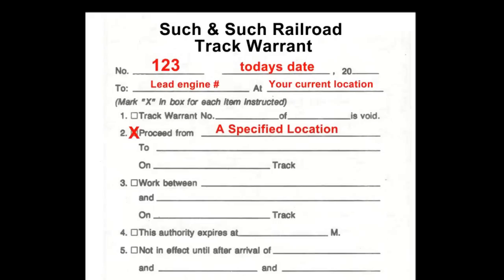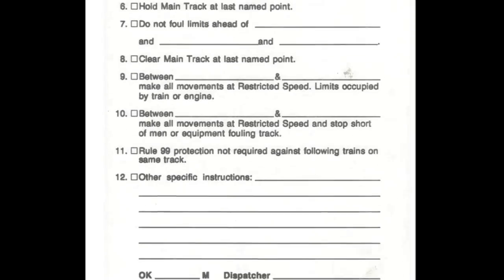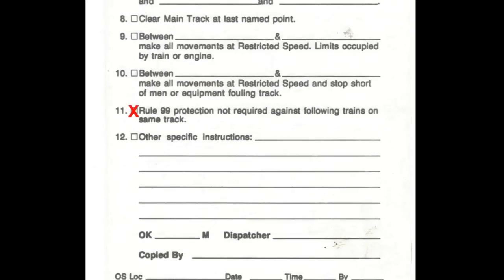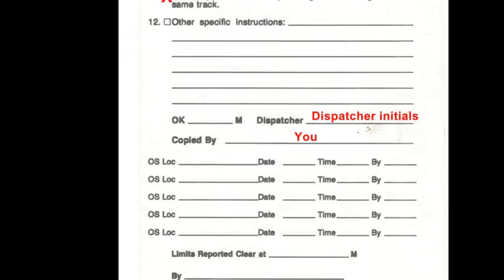Okay, check box 2. You're going to literally check that tick box, and he'll have us proceed from a specified location or point to another specified location or point on, yep, you got it, a specified track. Now keep in mind that box 2 allows us to proceed from, meaning in one direction only and not back and forth. Box 11 here, which is rule 99, covers flagging rules that are not required. You can look that up online. At the bottom, you'll enter the dispatcher's initials and you'll insert your name where it says copied by. After you repeat everything correctly to him, he'll reiterate and give you the time it goes into effect or time okayed. Again, you'll see how this all comes together when I copy a real track warrant later in the video.